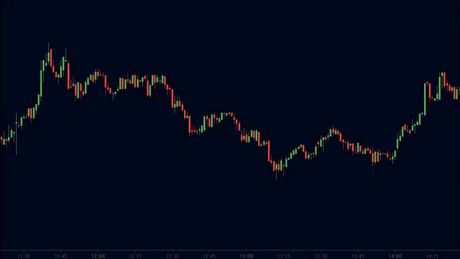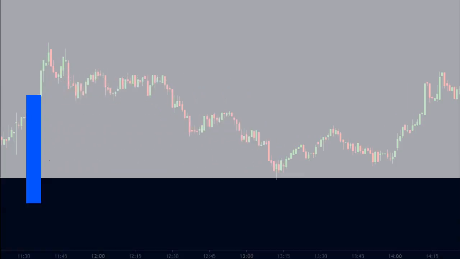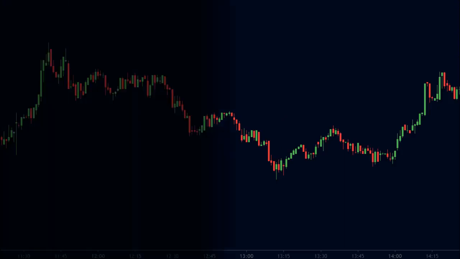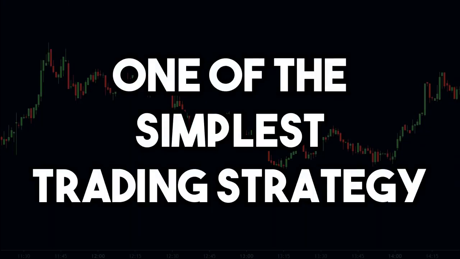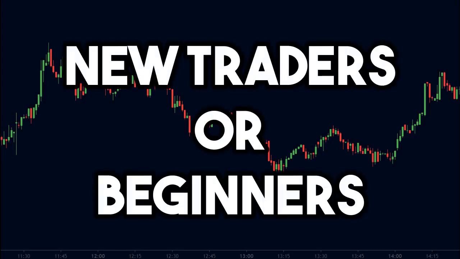In this video, I am going to be sharing an amazing scalping strategy that can help you reach your financial goals through trading. The scalping strategy that I will share is one of the simplest trading strategies in my trading arsenal. So, this strategy will be very suitable for new traders or beginners.